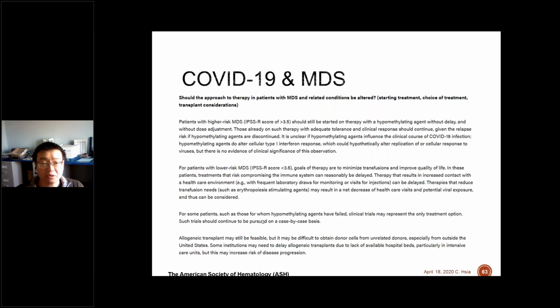For some patients, such as those for whom hypomethylating agents have failed, clinical trials may represent the only treatment option. So clinical trials should be pursued on a case-by-case basis. And again, there's a lot to unpack in clinical trials. It depends on where the clinical trial is that you're involved in. Is it in another city that you have to travel to?